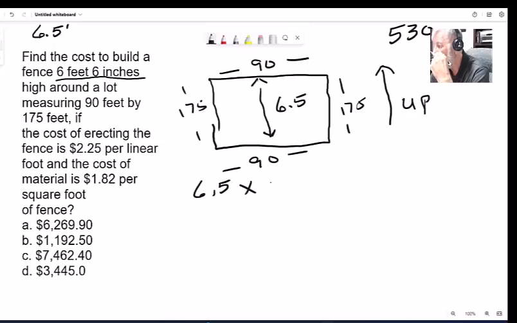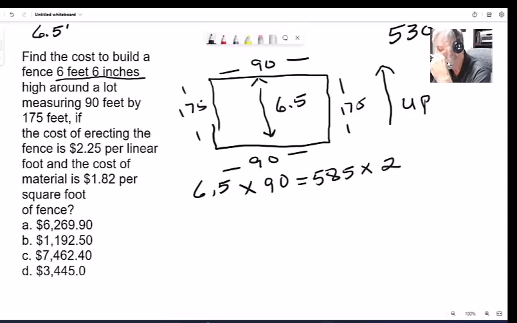So 6.5 times 90 feet equals 585. Agreed with that? Lost my pencil again. So that equals 585 feet, but I've got two sides, so I want to multiply that times 2.